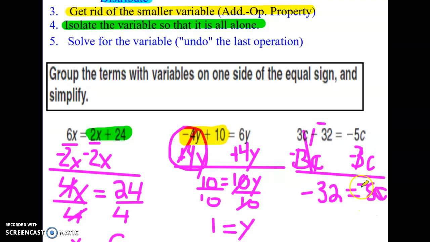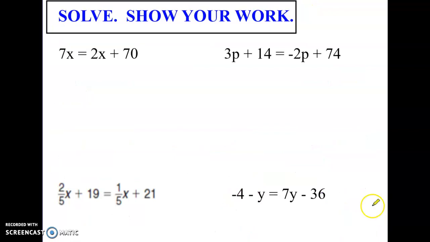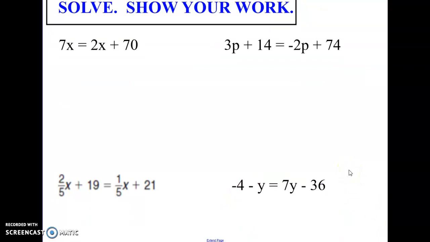There we go. And I want to undo multiplying by negative 8, so I'm going to divide by negative 8. Divide by negative 8. Negative 32 divided by negative 8 is a positive 4, and c is equal to a positive 4. Okay, a couple harder ones. Please write these 4 down on your piece of paper and try to solve them.